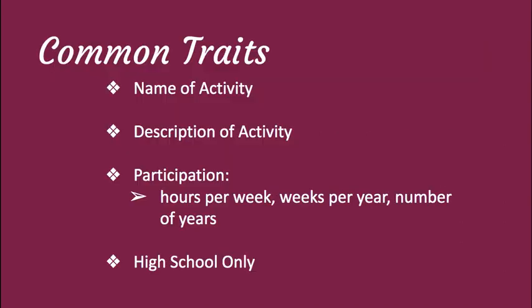Now that we've seen how activity lists can differ across application types, let's look at how they are all similar. In general, college applications will ask students to share the name and description of the activity and the student's level of involvement. You should expect to be asked how many hours per week, how many weeks per year, and for how many years you have participated in an activity. Do your best to estimate. Additionally, colleges are most interested in what you did in high school, so you should not include activities and awards from 8th grade and earlier.